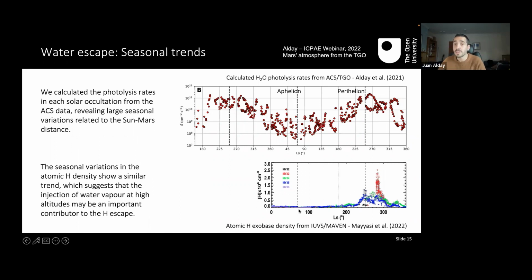So during aphelion, the abundance of atomic hydrogen in the upper atmosphere is low, and it peaks during perihelion. So this all suggests that indeed water vapor can be the main source of atomic hydrogen during the perihelion season and might be responsible for these seasonal variations.